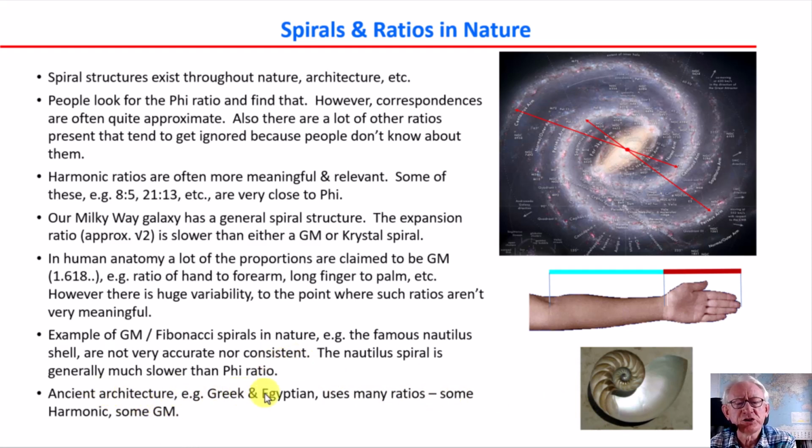Also, in ancient architecture, Greek and Egyptian, these use many ratios. Some of them are harmonic, some of them are GM, and some of them are other ratios again. So in Greek architecture, in the temples, for example, the proportioning of the Greek temples, there's a variety of ratios in use, and many of them are harmonic in nature. Now, in the case of the pyramids, again a variety of ratios are used. They use the 3-4-5 triangular ratio, the Pythagorean triangle ratios. They also use harmonic ratios, and some of them do appear to use golden mean ratio.